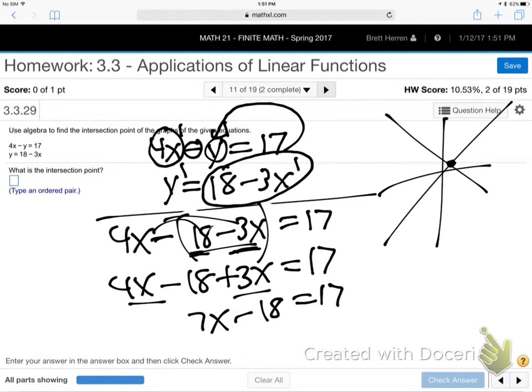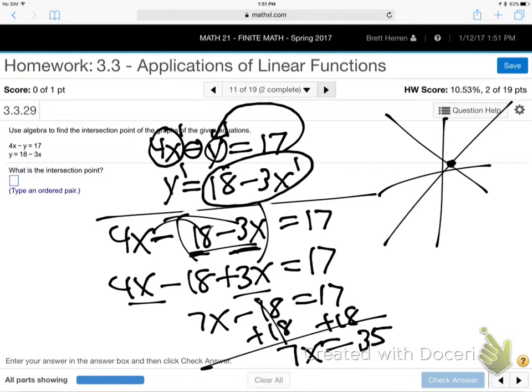Distributing the minus. It was minus 18. A minus times minus is plus 3x. Gather 3x and 4x is 7x. Finish solving for x. Add the 18. 7x is 35. Last step. And divide by the 7. X is 5. So I got x is 5.